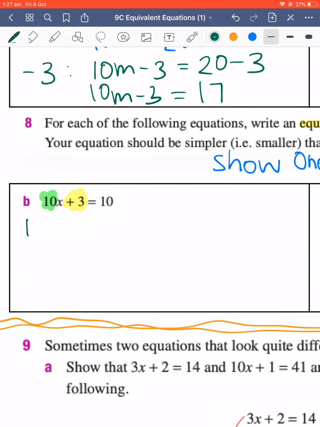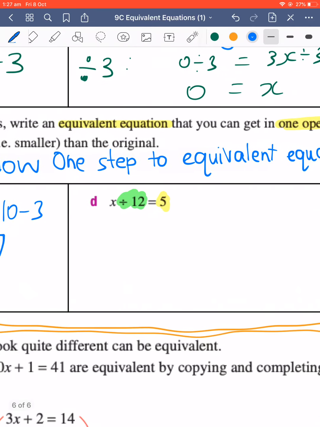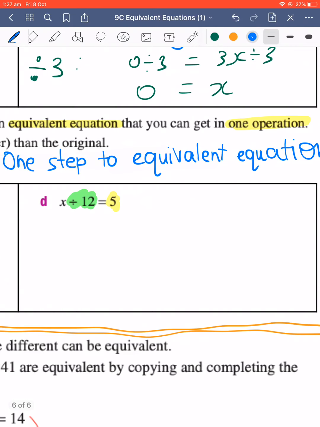So if I've done, sorry, I'm just going to make it a little bit nicer. So if I try minusing 3 as my step, so I've got 10x plus 3 minus 3 equals 10 minus 3, because again, I have added it on both sides. So I end up with 10x equals 10 minus 3 is 7. That's looking smaller. That's definitely a viable option. Alright, let's have a go at this next one.